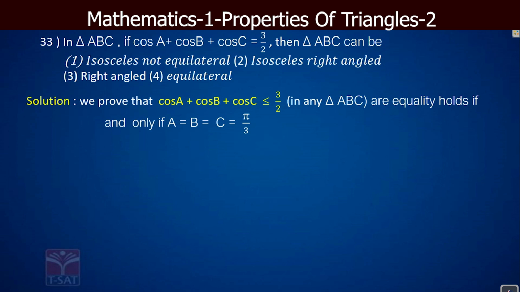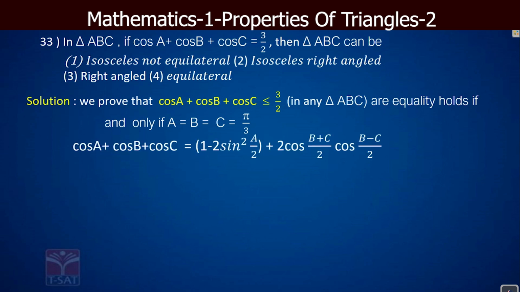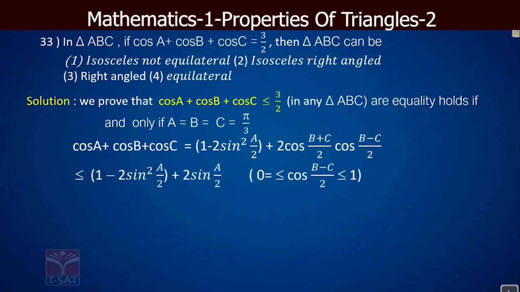So in any triangle, equality holds if and only if A is equal to B is equal to C is equal to pi by 3. To prove that, cos A plus cos B plus cos C is 1 minus 2 sin square A by 2 plus 2 cos(B plus C by 2) cos(B minus C by 2). And you know that cos(B minus C by 2) is less than or equal to 1. So that is less than or equal to 1 minus 2 sin square A by 2 plus 2 sin A by 2.